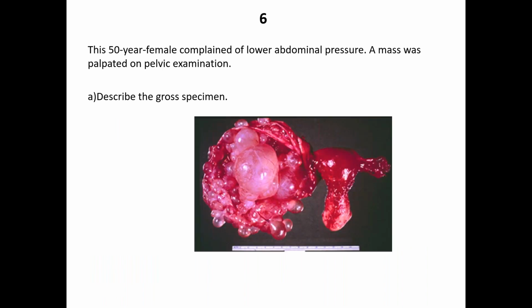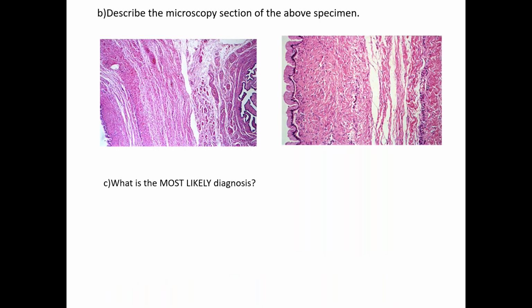This 50-year-old female complained of lower abdominal pressure. A mass was palpated on pelvic examination. Describe the specimen. Describe the microscopy section of the above specimen. What is the most likely diagnosis?